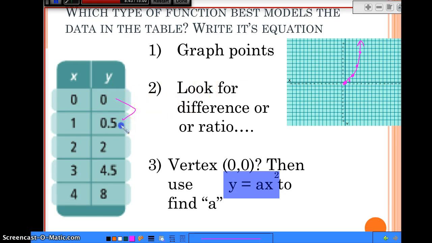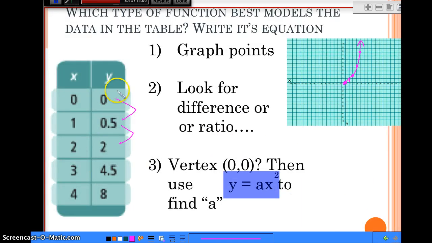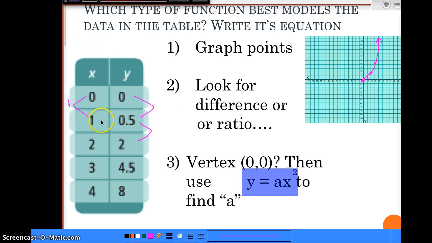Don't forget, exponential means that the y values are being multiplied by the same number. So let's go back here. 0 to 1 would be 1. I know these are going up by 1s every time, and multiplying would say that it's exponential, which is what it's kind of looking like to me, but there's nothing I can multiply by the same to get from 0.5 to 2 and 2 to 4.5. So it looks like it's not going to be exponential.